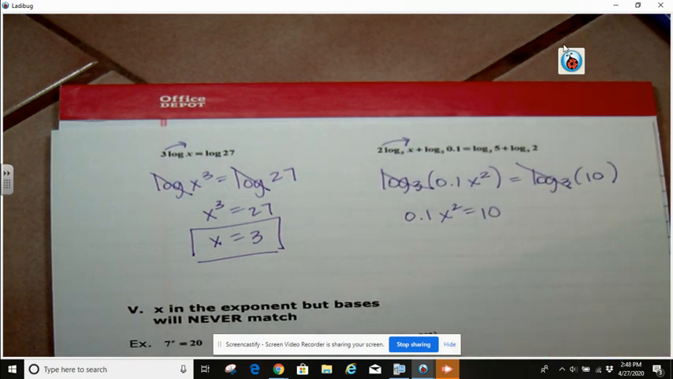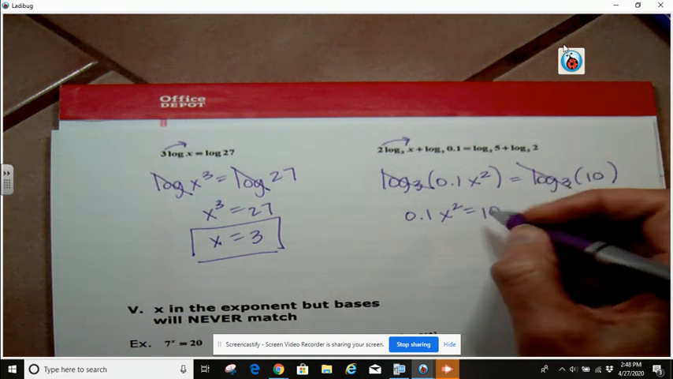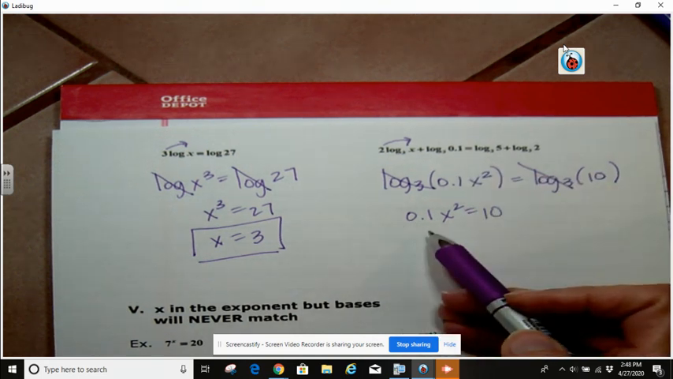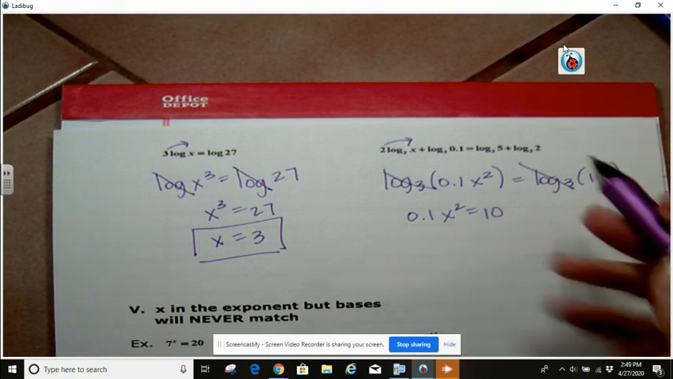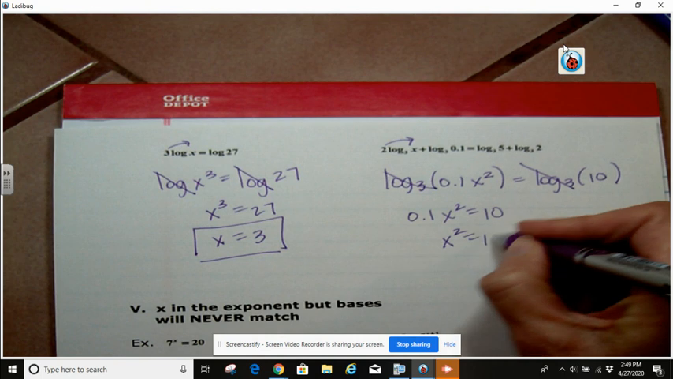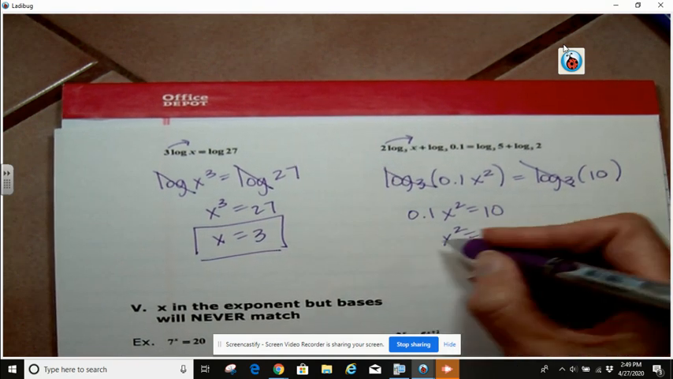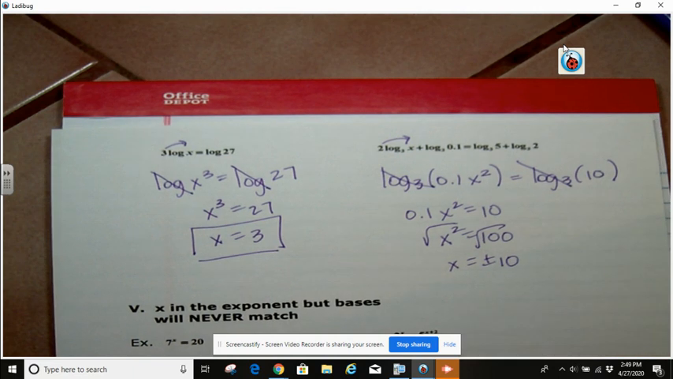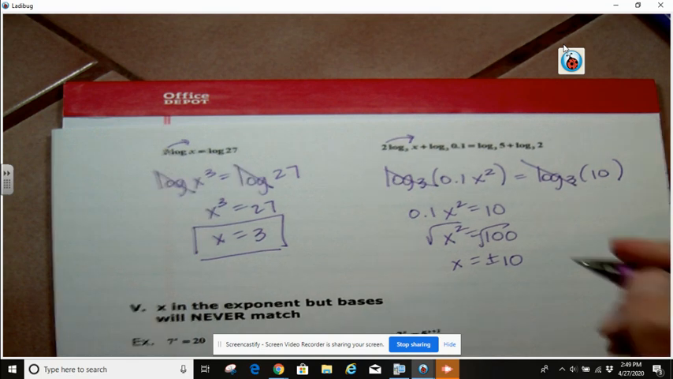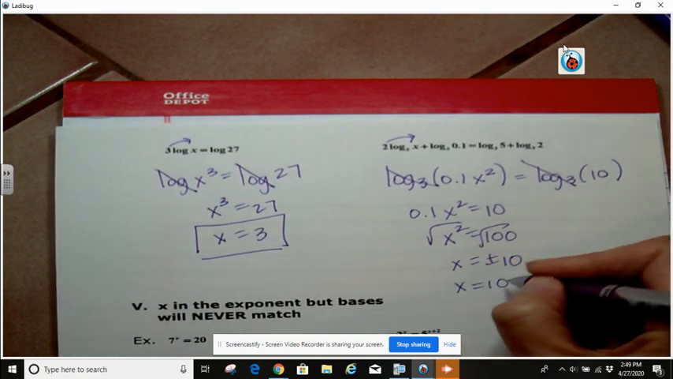Can divide both sides by 1/10. That equals 1/10. So I can either divide by 1/10 or I can multiply by the reciprocal, which would be 10. And then if you take the square root of both sides, you do get plus or minus 10. But remember, the base of the log can't be negative, and the number next to a log can't be negative, and so negative 10 would be extraneous.